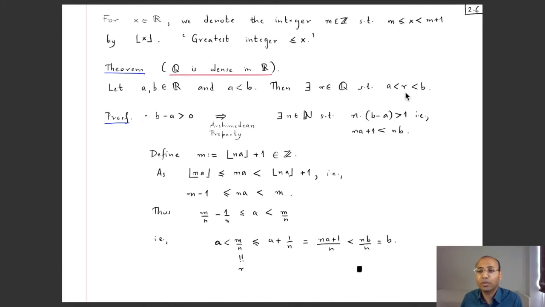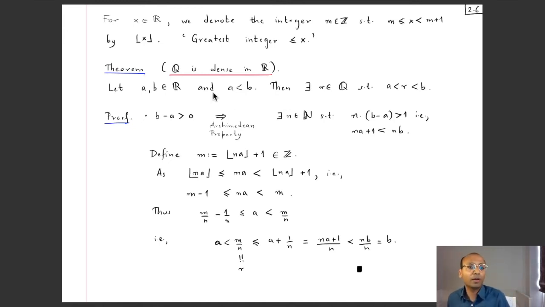So we have got this. Given a and b, we first produced the n by using the Archimedean property, and then we knew this real number na, so we could take its greatest integer part, add 1 to it, and we got this integer m, and then we showed that m by n, this rational number, is indeed something which lies in between a and b. So that's how we proved this theorem.